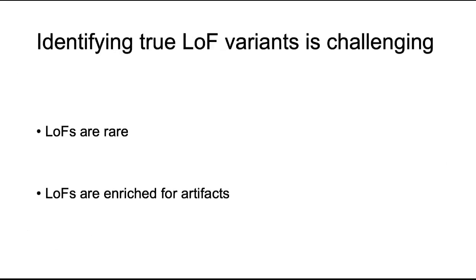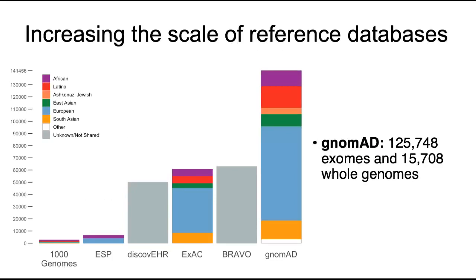Since they're rare, one easy solution is to sequence more and more individuals. That's what we've been doing over the years. Many of you, I'm sure, are familiar with the graph of what we've amassed over the last decade or so. We started by putting together as many exomes as we could, and we released 60,000 exomes a few years ago in the ExAC consortium, the Exome Aggregation Consortium. But then more recently, a couple years ago, we put together what we call the genome aggregation database. This comprises about 125,000 exomes and 15,000 genomes.